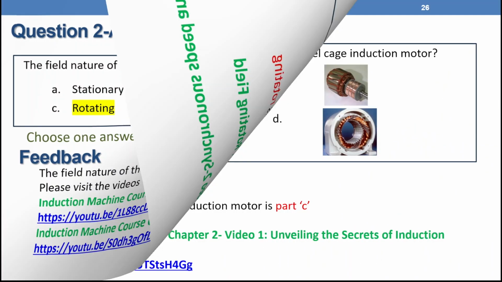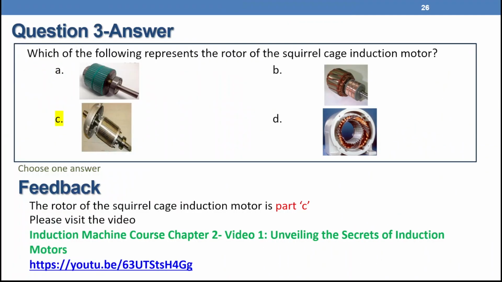Question number 3. Which of the following represents the rotor of the squirrel cage induction motor? A, B, C, D. So the answer again is C. A represents a stepper motor, B represents a slip ring induction motor, C represents a squirrel cage induction motor, and D represents a stator of an induction motor or synchronous machine. So the rotor of the squirrel cage induction motor is represented by part C. If you would like to know more about that one, please visit the video Induction Machine Course Chapter 2 video number 1, Unveiling the Secrets of Induction Motors.